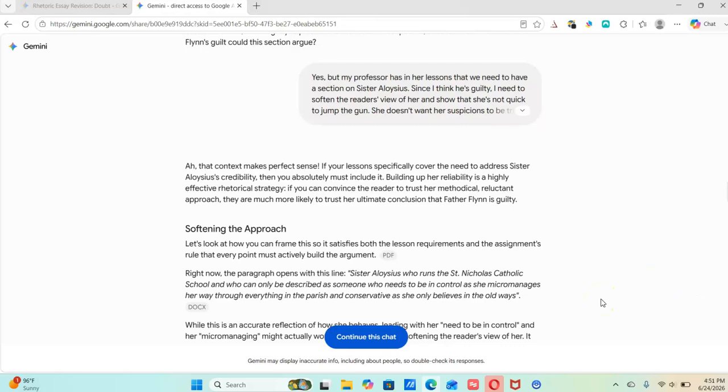So think of your papers as always a work in progress, and feedback is something for you to consider, never something for you to follow blindly.